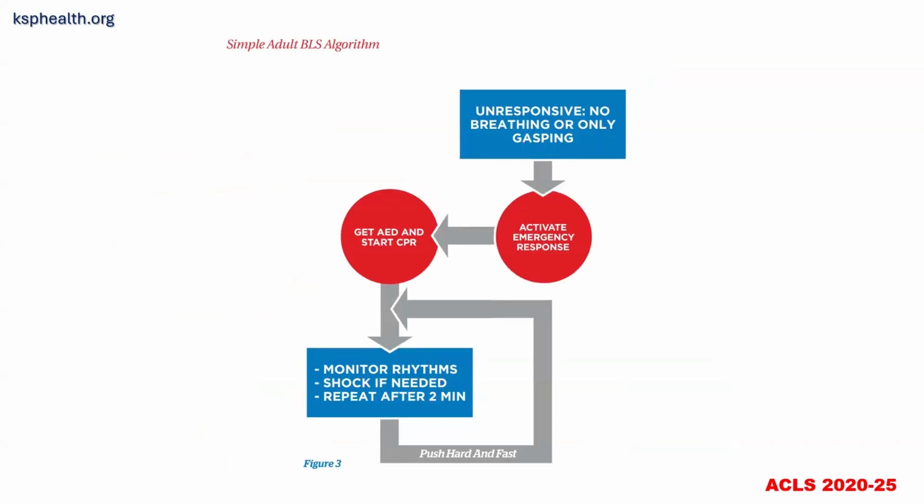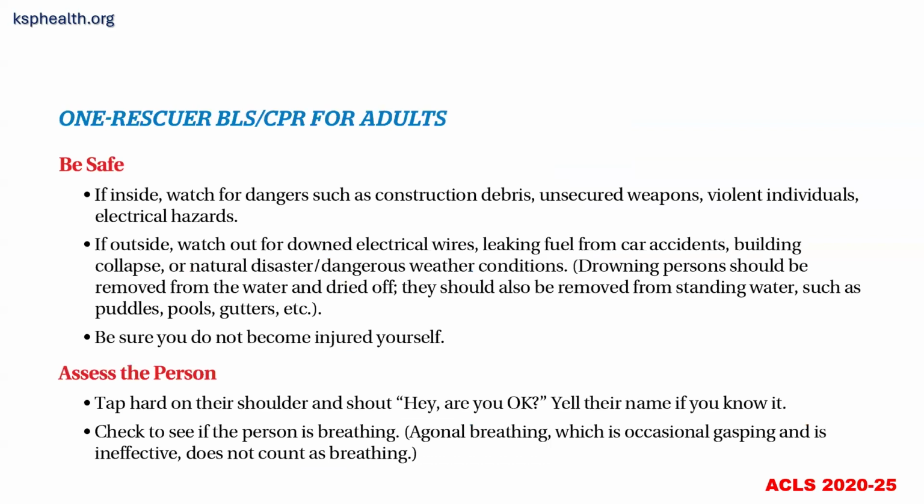The adult BLS algorithm, when the patient is unresponsive or no breathing or only gasping, activate emergency response, get AED and start CPR, monitor rhythms, shock if needed, usually is prompted by the AED, and repeat after every 2 minutes. During this time, push hard and fast, 100 to 120 compressions per minute with 2 breaths.